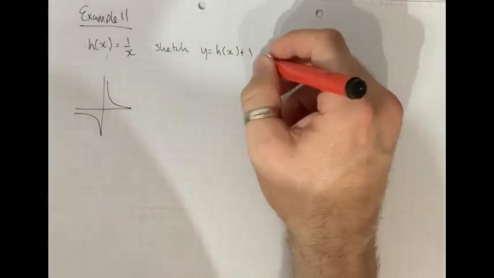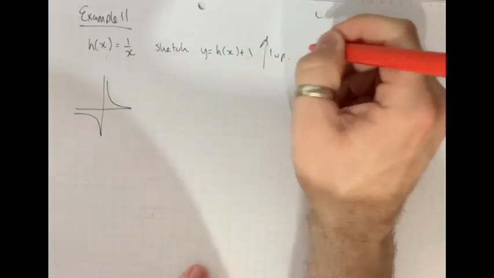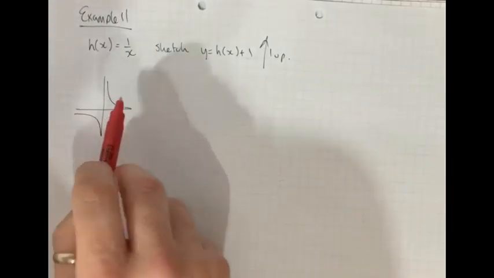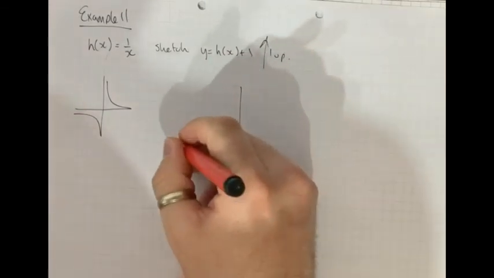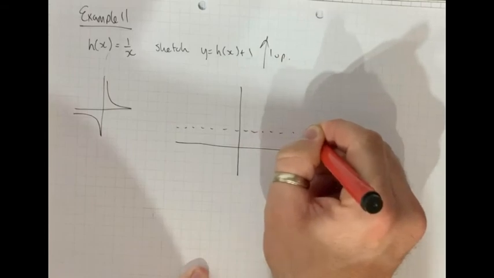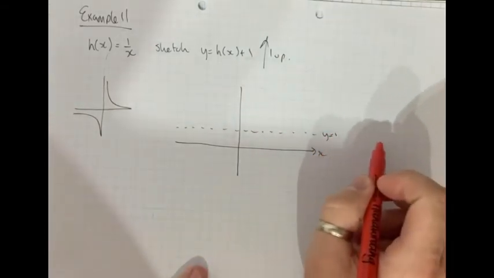So that's plus 1, that's outside the bracket, vertical, 1 up. What that means is at the moment it's asymptotic to the x-axis, so it's going to shift 1 up. And the way we represent that on the graph is just with a dotted line going through y equals 1. That's going to be an asymptote.